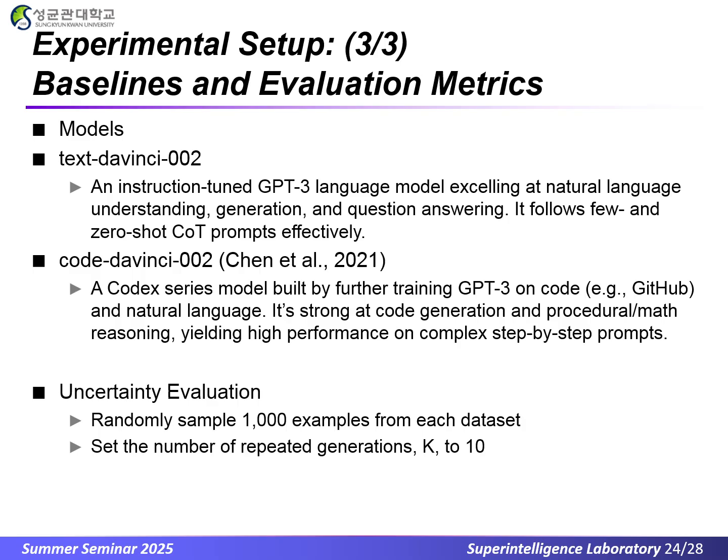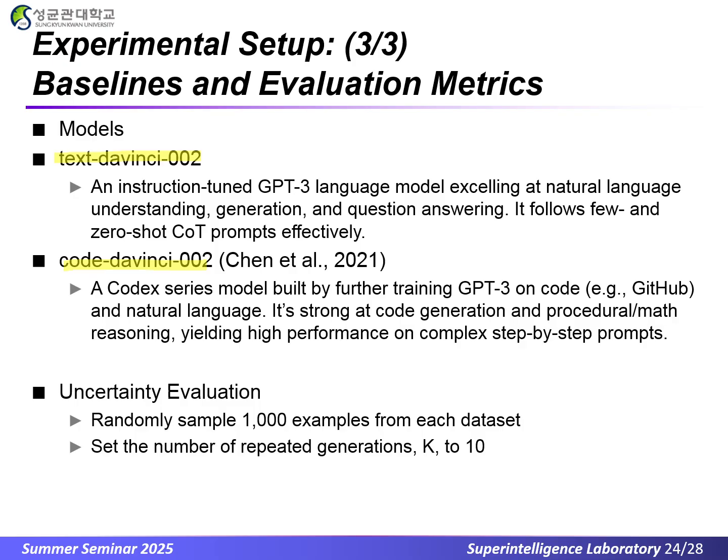In their experiments, the authors evaluate 2 GPT-3 variants. Text DaVinci 002 is an instruction-tuned GPT-3 model that excels at natural language understanding, generation, and question answering. It reliably follows both few-shot and zero-shot COT prompts. Code DaVinci 002 is a model pre-trained on GPT-3 and natural language. Its strength in procedural and mathematical reasoning yields especially high performance on complex, step-by-step prompts. Both models are used purely in an in-context setting, without any additional fine-tuning.